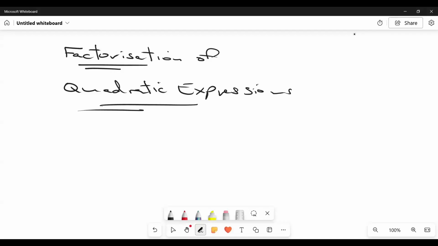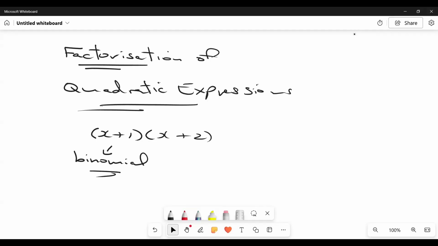Let me give you an example: (x + 1)(x + 2). Let's go with that. This is a quadratic expression. Each of these is what you call a binomial. Binomial means an algebraic expression with two terms. Bi means two. So these are two binomials.